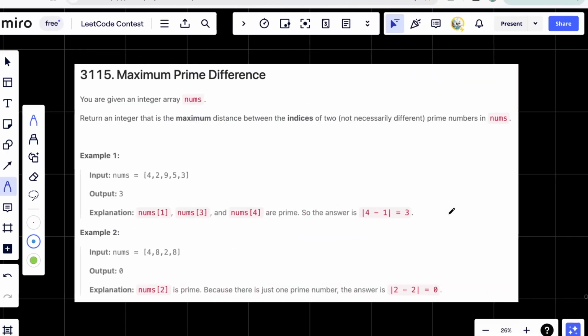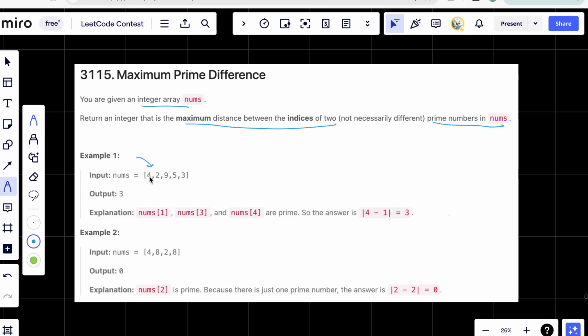Hello everyone, let us solve the second question from today's weekly contest, that is maximum prime difference. In this question you're given an integer array nums and you have to return an integer that is the maximum distance between the indices of two prime numbers in nums. Alright, so let us first understand what is given in the question.